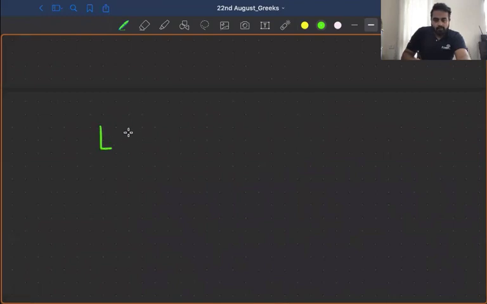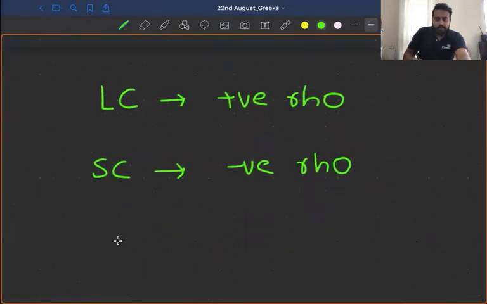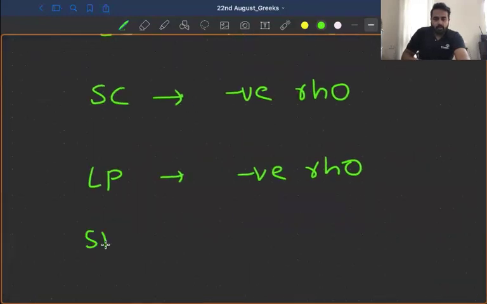long call, then you will have a positive rho. If you're on the short call, you will have negative rho. If you are on long put, you will have negative rho. And if you are on the short put, then you will have positive rho.